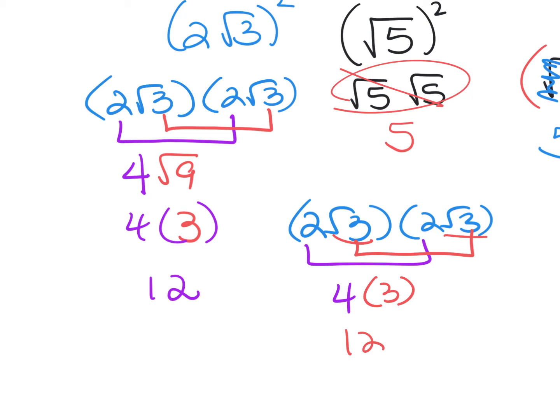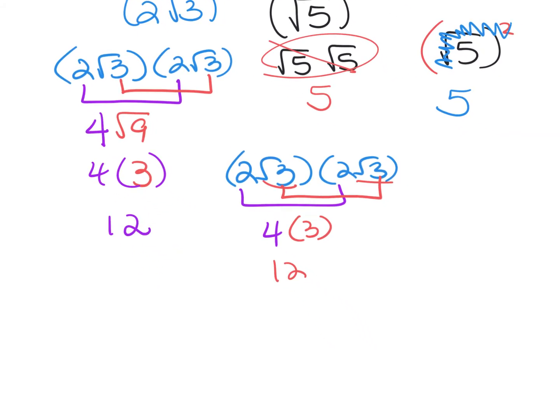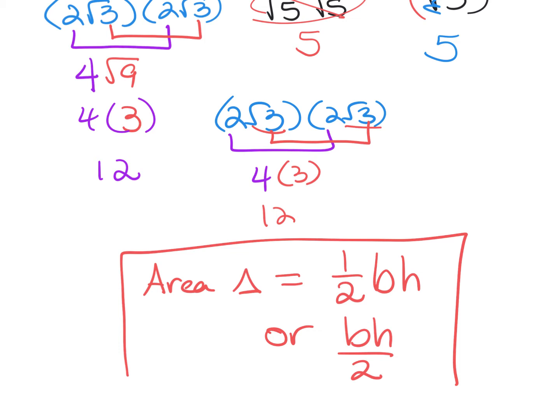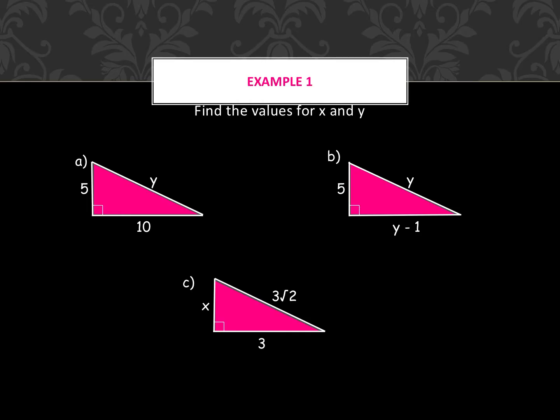One other thing you need to know how to do for the homework tonight is you need to know the formula for area of a triangle. That formula is either 1/2 base times height, or you can also memorize it as base times height divide by 2. So you will need the formula for area of a triangle in the homework tonight. Okay, so let's try our first example.